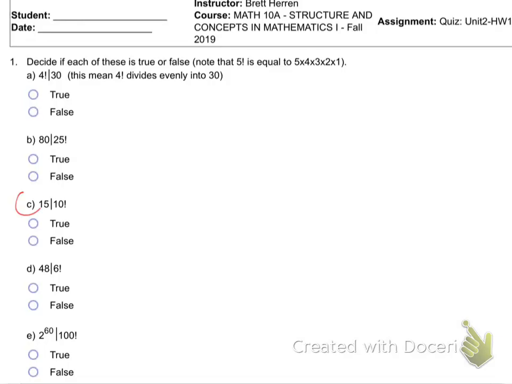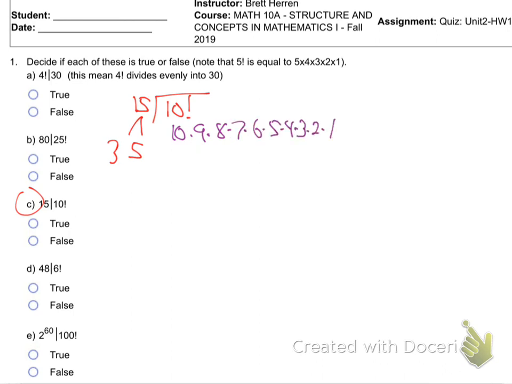Okay, so part C, does 15 divide evenly into 10 factorial? Well, what's in a 15? 3 times 5. Do we have that in 10 factorial? Well, 10 factorial is 10, 9, 8, 7, 6, 5, 4, 3, 2, 1. Is there a 3? Well, yeah, there's a 3 right there, plus the 9 has a couple extra 3's. Is there a 5? Yeah, the 10 is 2 times 5. We have at least 1 3 and 1 5. That's for sure true. All right, how about part D?